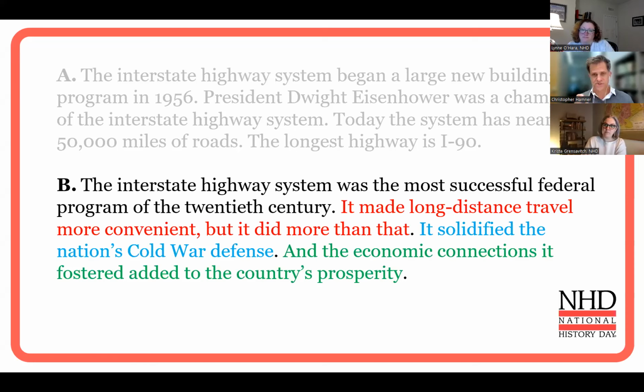And it also gives us a pretty clear roadmap, right? We've got three things that the essay might develop. First, that the interstate highway system made long distance travel more convenient, but that it did other things too, that it solidified Cold War defense, and that it created economic prosperity. Now I've got an idea as a reader about what this author is trying to persuade me of. I think that's a pretty good thumbnail introduction.